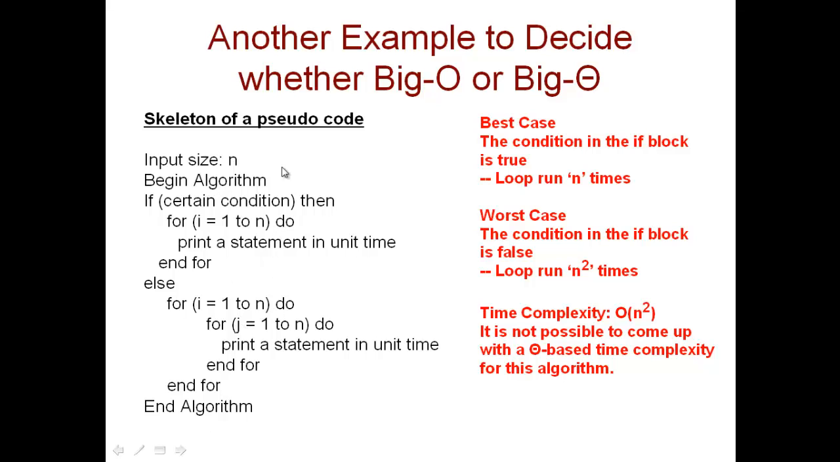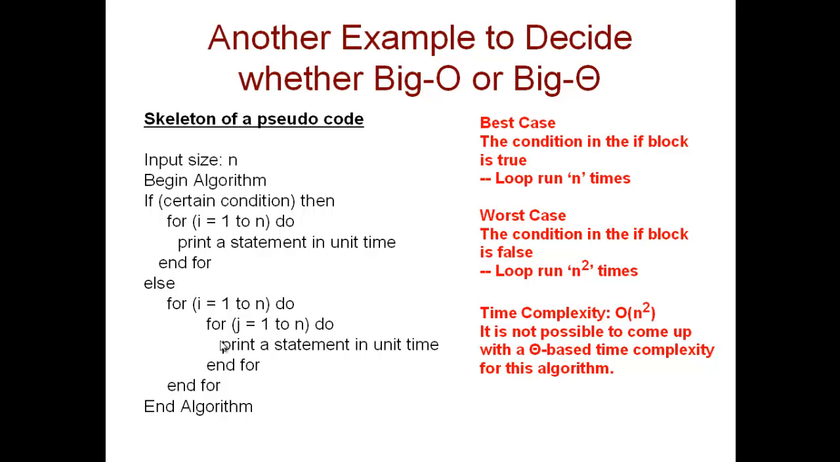Like in this case, let us analyze. Once I am given input n, it really depends on the condition, which is not known to us. If some condition is true, we print n times. If the condition is false, we print n squared times. That means for a given n, there is a best case, which is printing n times, and a worst case, which is printing n squared times. So for a given input, the best case is different from the worst case.